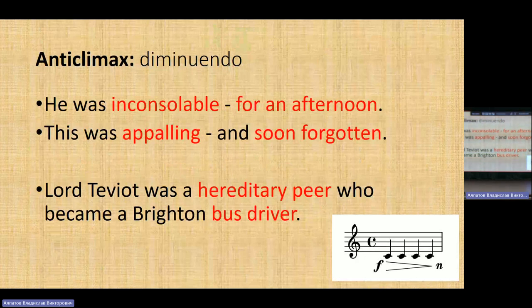Right, so we have the strong and then weak. And this is a fresh example from The Guardian, I think, or from The Telegraph. Lord Teviot was a hereditary peer who became a Brighton bus driver. Here we have this anti-gradation on the social hierarchy, right? Being a hereditary peer and then going to work as a bus driver, as a modest person. And the musical parallel would be diminuendo, when you start saying something in a loud voice and then suddenly your volume subsides and you say something in a whisper. Diminuendo, the opposite to crescendo.